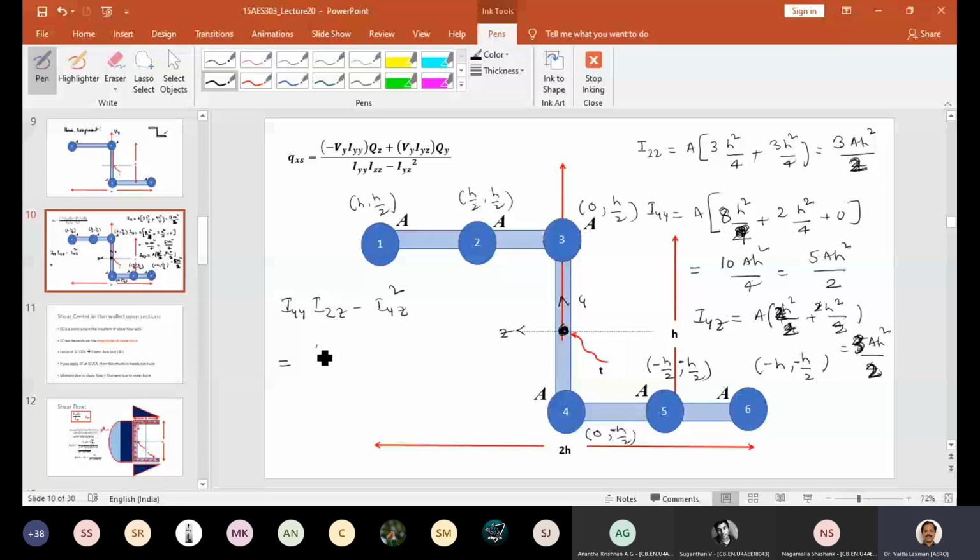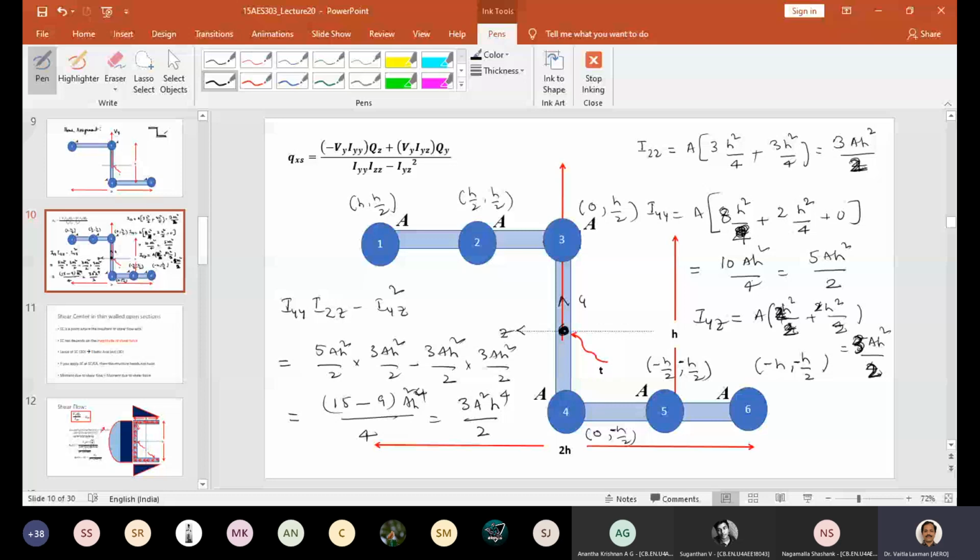Iyy is 5ah square by 2. Izz is 3ah square by 2 minus 3ah square by 2, whole square. Okay, into 3ah square by 2, 4 will be there, so I will take 4 common. 15 minus 9 into ah square. How much is that? 6. 6 means 3 a square h to the power of 4 by 3 by 2. Is this right?